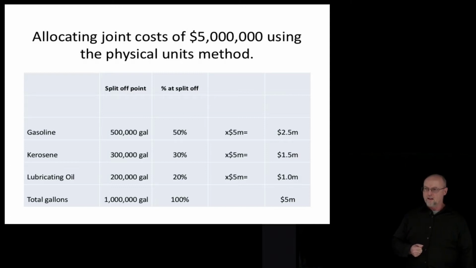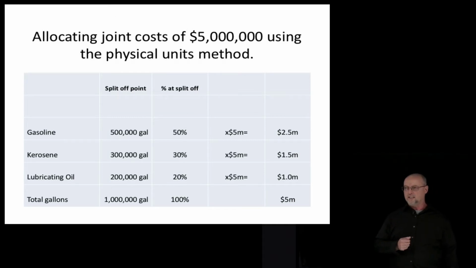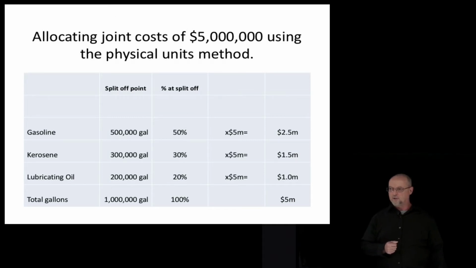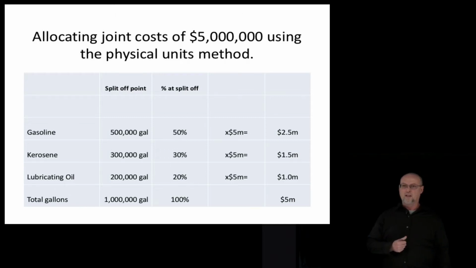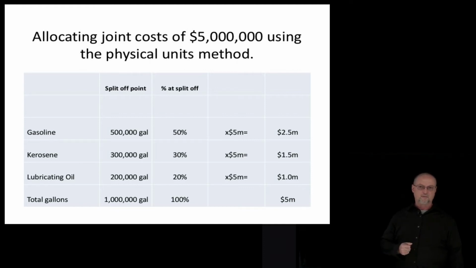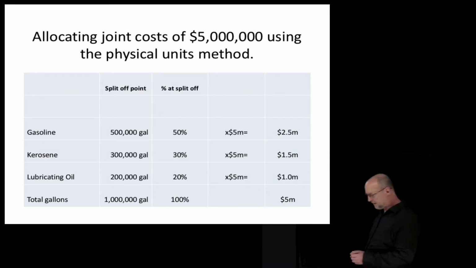So we multiply the 5 million times 50%, and 2.5 million will be allocated to gasoline. 5 million times 30%, 1.5 million gets allocated to kerosene, and 5 million times 20%, $1 million will get allocated to the lubricating oil. 2.5 plus 1.5 plus 1 million. We've just allocated the $5 million of joint costs using the physical units method. As simple as something can possibly be. Okay, now let's look at the net realizable value method.